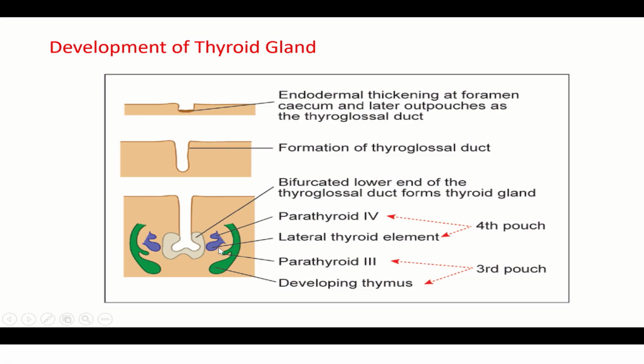A few say that this fusion will arrest the further descent of the thyroid gland, and a few say that this lateral thyroid element will contribute to the formation of the lateral lobe. But from the studies, it has been proven that the lateral lobe is developed completely from the thyroglossal duct itself. They actually help in proliferation of the lateral lobes.